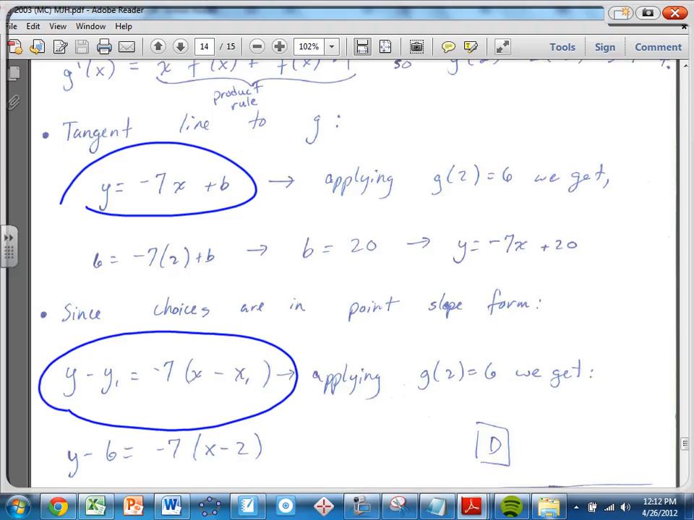M is still your slope. There's your slope still. y1 and x1, those are your points. So go ahead, instead of plugging in the 2 and 6 and solving for b, plug in the 2 here, plug in the 6 right here, and you'll see that's exactly what you get. Choice is D. This is not an easy problem. This is one of the toughest ones on the test.